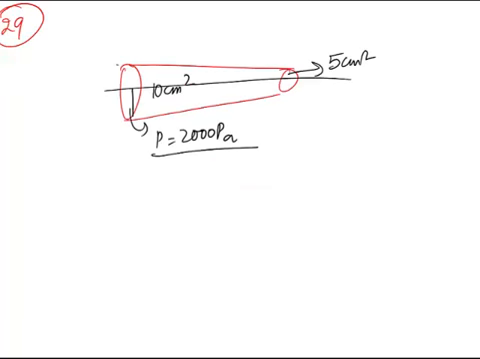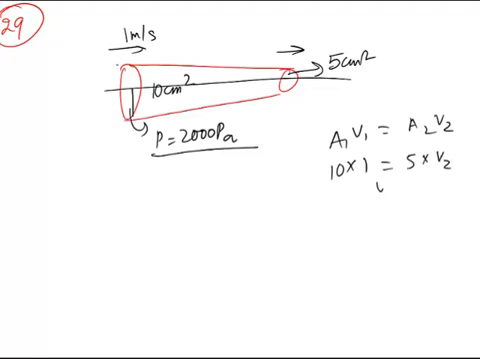In question number 29, a horizontal pipeline carries water in a streamline flow at a point along a pipe where cross-sectional area is 10 centimeters square. The velocity of water is 1 meter per second. So here water is moving with 1 meter per second. At 5 centimeters square, velocity of water will be A1 V1 equals A2 V2. So A1 is 10, V1 is 1, A2 is 5. Hence V2 is simply 2 meter per second. So here velocity is 2 meter per second.